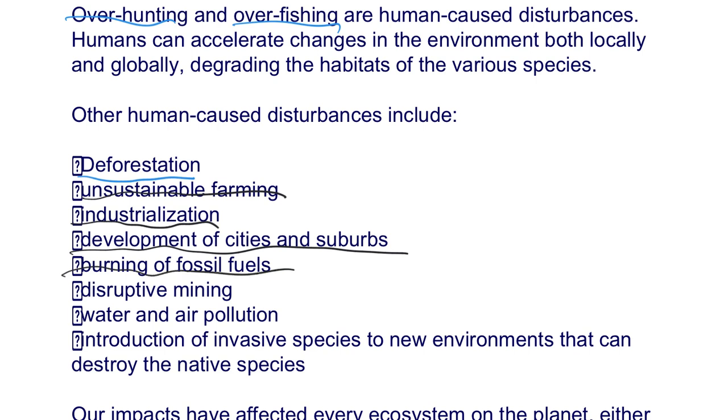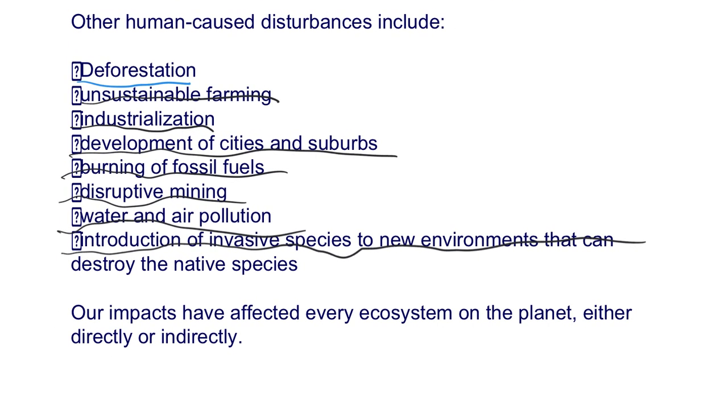Of course, burning of fossil fuels that cause air pollution and global warming. When you mine land, you strip the surface, usually. And of course, that's totally obliterating the ecosystem that was there. Water and air pollution, I already mentioned. Introducing invasive species by accident to new environments that diminish the biodiversity of the original habitats.